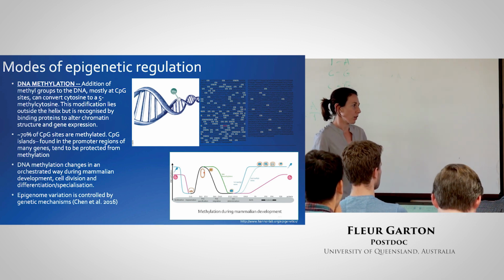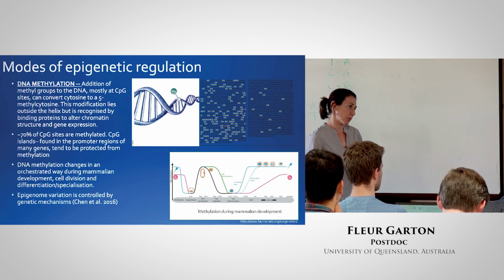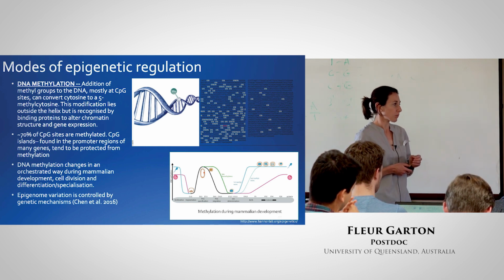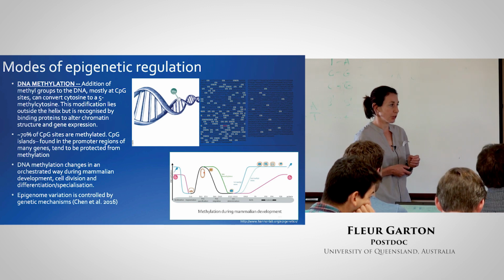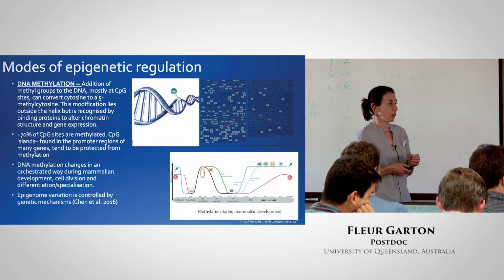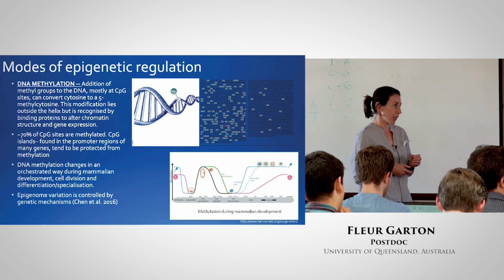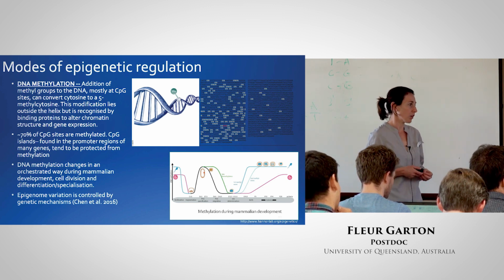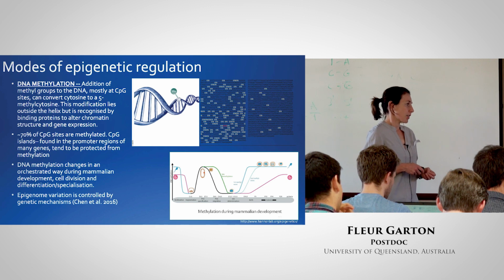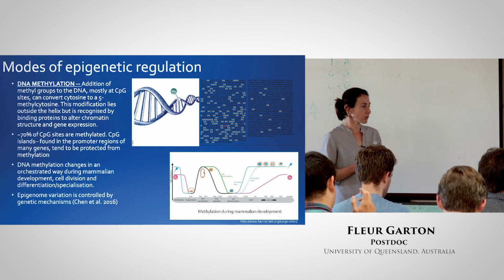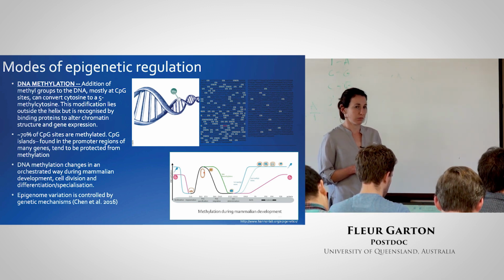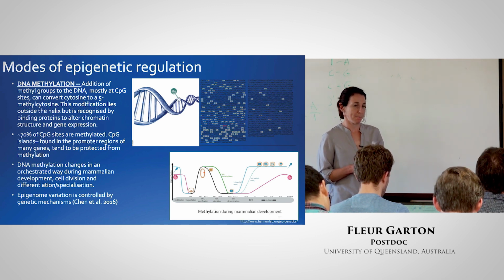This has been mapped out through embryo development. I think this is data relating to the mouse. So the fertilized embryo goes through these waves of large changes in DNA methylation as the embryo is developing. And a lot of this epigenome variation is controlled by genetic mechanisms. Once a CpG site is methylated, can it be unmethylated? Yes.